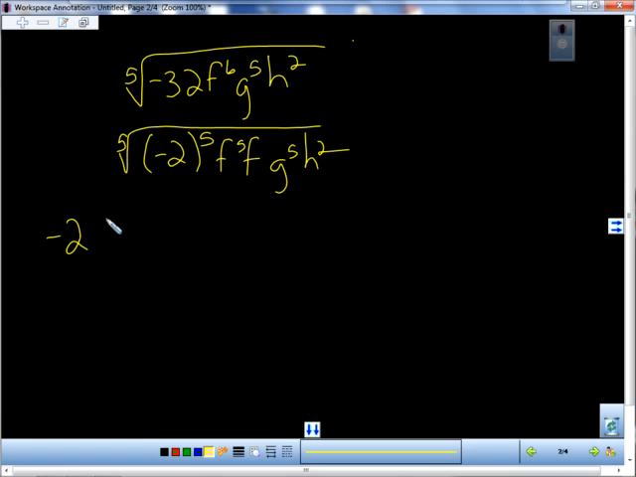5th root of f to the 5th is f. This f is going to stay inside the root. Fifth root of g to the fifth is g. And we have an h squared left. So I take the fifth root of f times h squared.